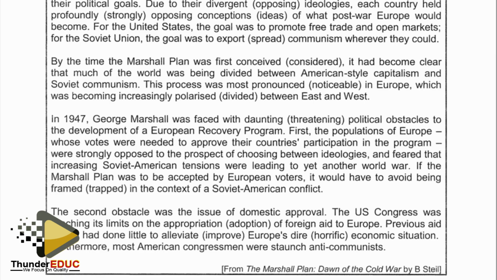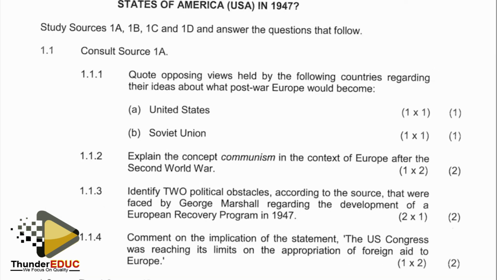For example, if we check our questions here, the first question is: consult Source 1A and quote opposing views held by the following countries regarding their ideas about what post-war Europe would become. This is a one-by-one question, which means these are low-order questions, the simplest order of questions, level 1, whereby you just need to extract the information that helps you answer those questions from the sources. The information is available in the source. You just have to go to the source and extract the relevant information answering the question.